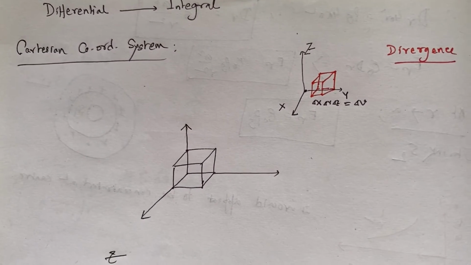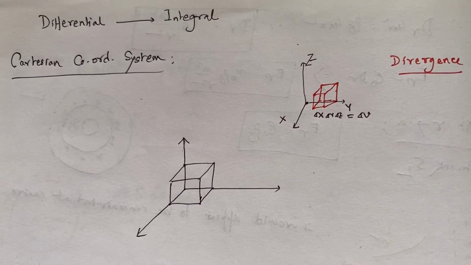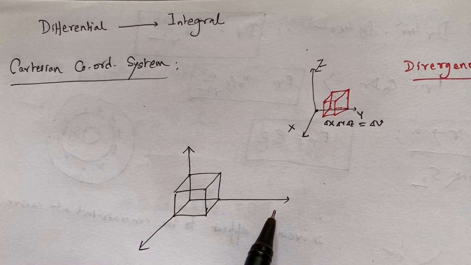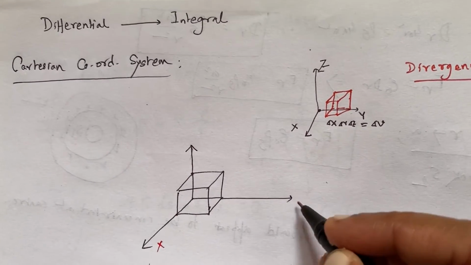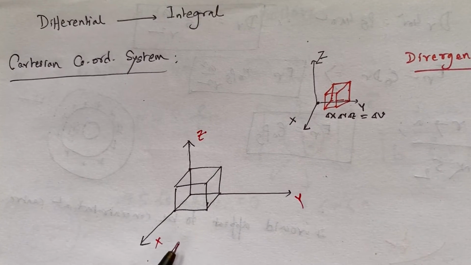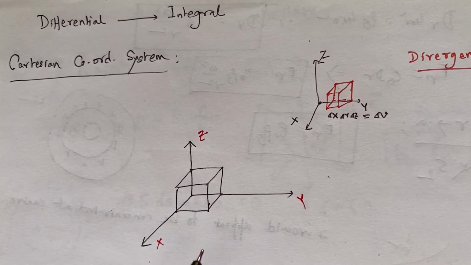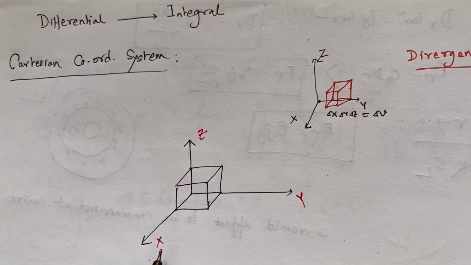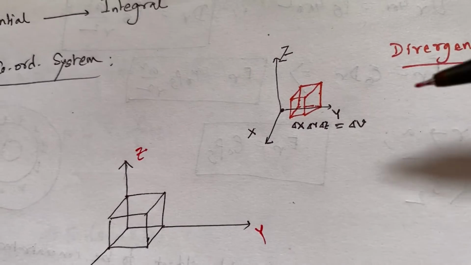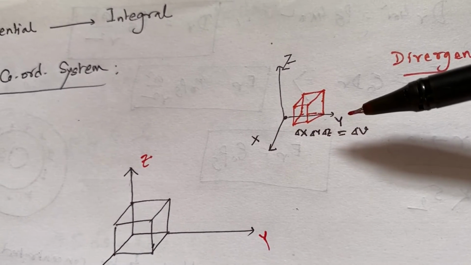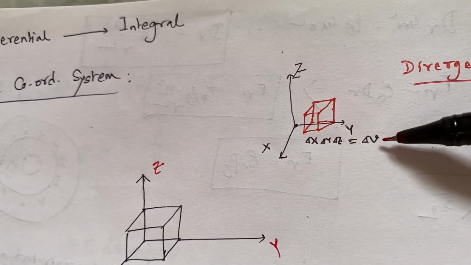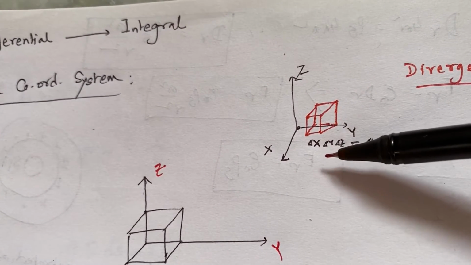Now we are going to introduce the concept of divergence. Suppose I am taking a Cartesian coordinate system. This is x, this is y, this is z. By convention, I have marked this as a right-handed Cartesian coordinate system. Now if we choose a differential volume element, then the volume of this cube will be delta v equal to delta x, delta y, delta z.